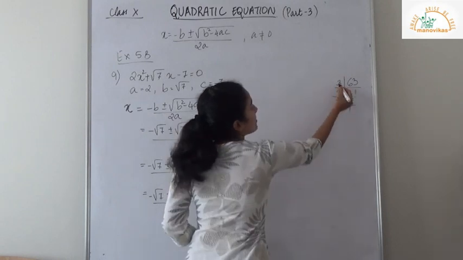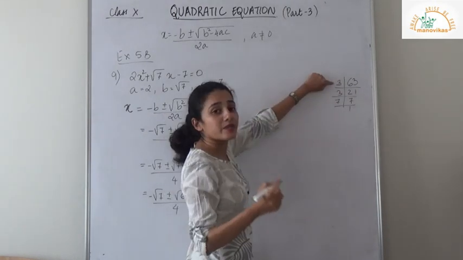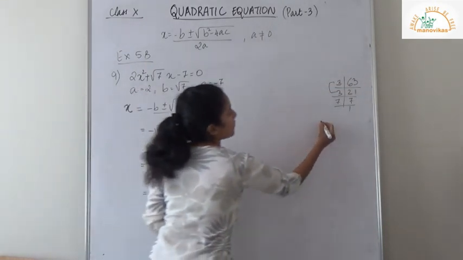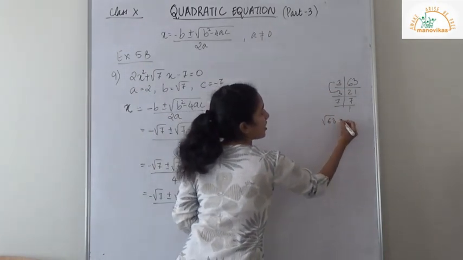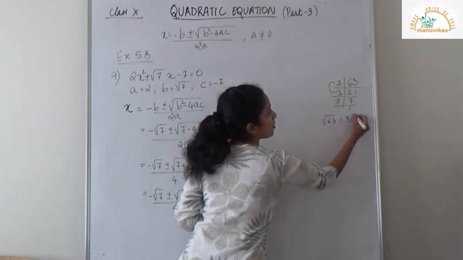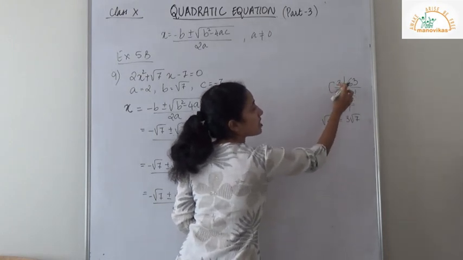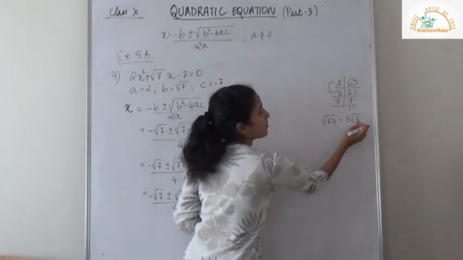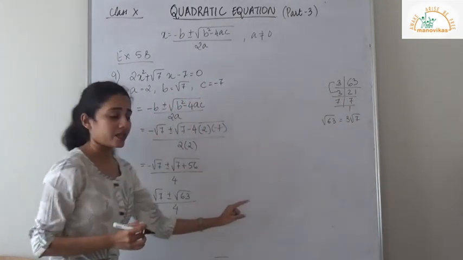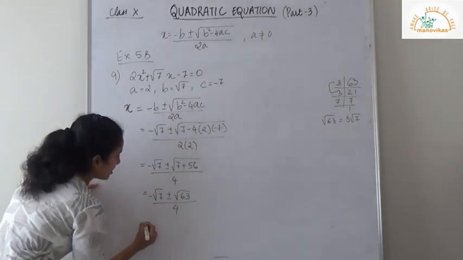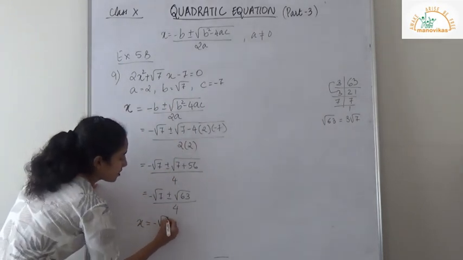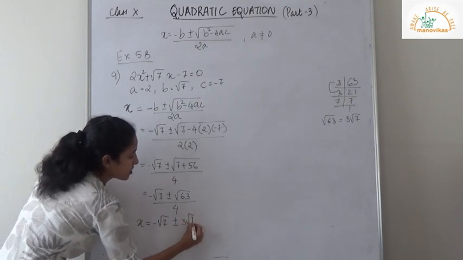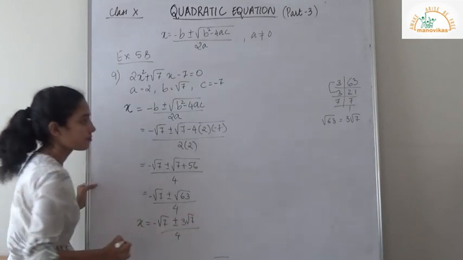So this number, one number which is repeated twice, I write it once. So when I have square root of 63, I can write this as 3 root 7. The number that is repeated, you write it once, and if it is occurring only once, that will be written under the square root sign. So reducing it, I get x equal to negative root 7 plus or minus 3 root 7 divided by 4.